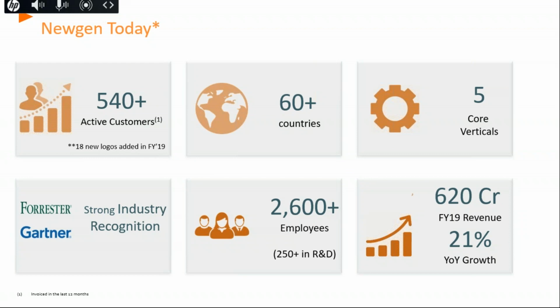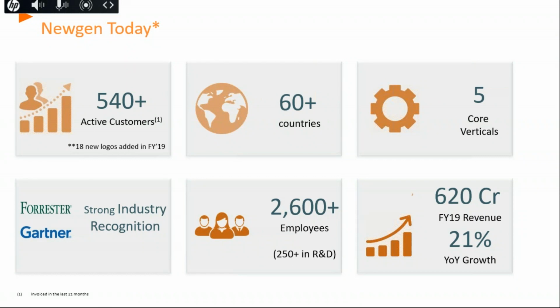Yeah, so I'll start with Newgen. Newgen is a 26-year-old organization. We started our operations in 1992. We are a publicly listed company in India, trading on both the NSE and the BSE. We have more than 540 active customers across the globe. We are operating from 60-plus countries, be it Africa, APAC, EMEA, US, Europe, everywhere we are present at this point in time.